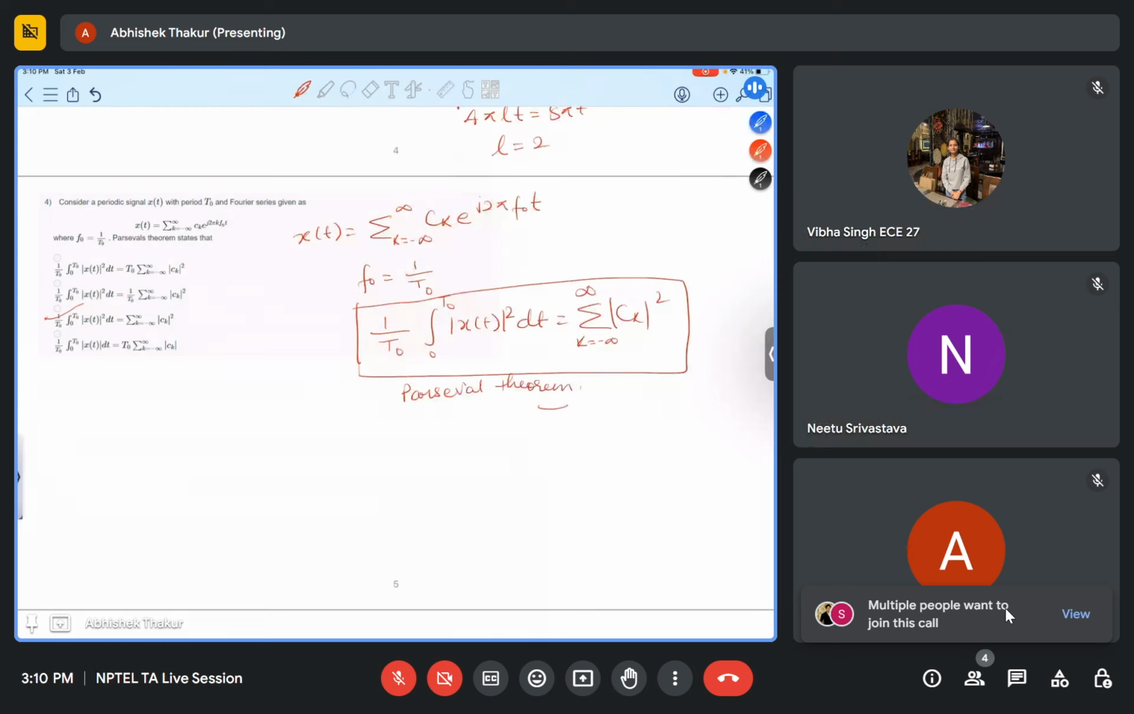So the proof of this was already taught in the classroom. And this is also equal to the power of the signal, that is equal to the summation of all the coefficients squared, k ranging from minus infinity to infinity. So this is also equal to the power of the signal.